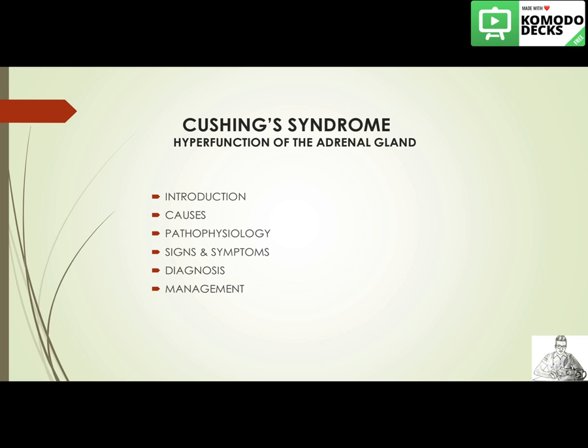Today we will talk about Cushing's syndrome. Cushing's syndrome is a rare condition where the body is exposed to high levels of the hormone cortisol due to hyperfunctioning of the adrenal gland. Today we will understand the topic in 6 steps, right from the introduction, causes, pathophysiology, signs and symptoms, diagnosis, and lastly management.